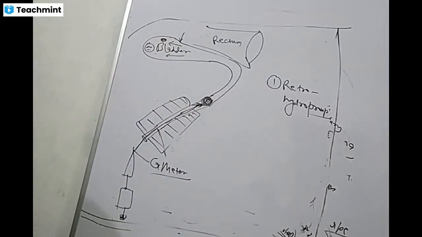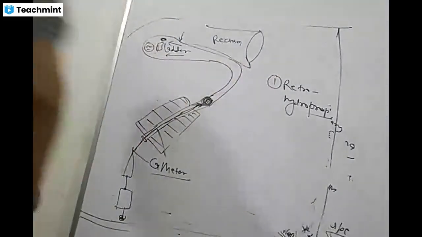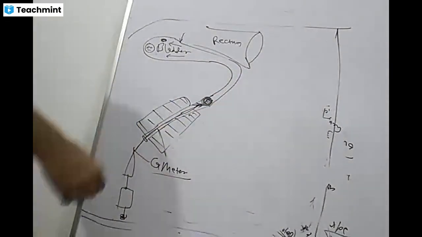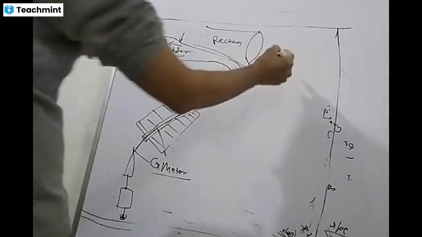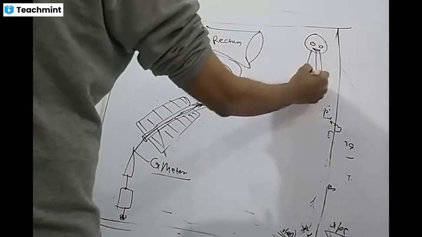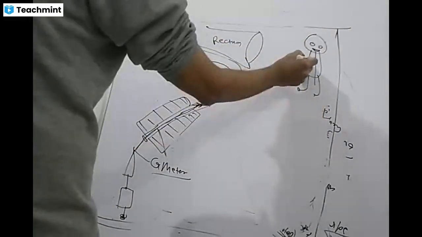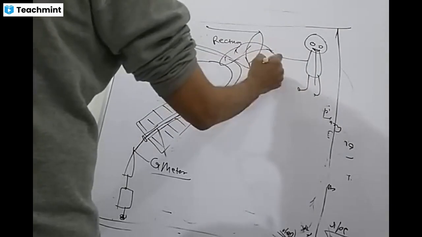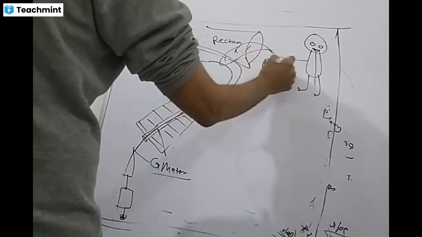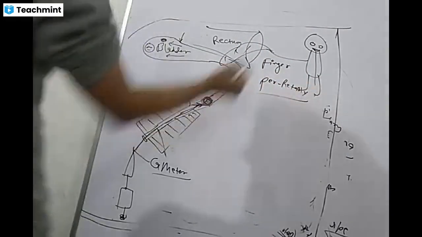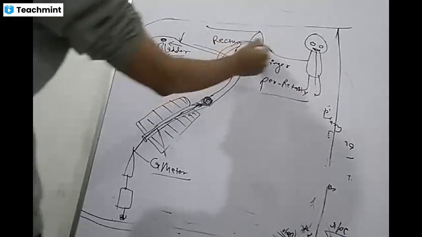Then the next step: first we catheterize this animal. Next step is you are standing here. Keep your one finger per rectally. Keep your one finger per rectally like this.